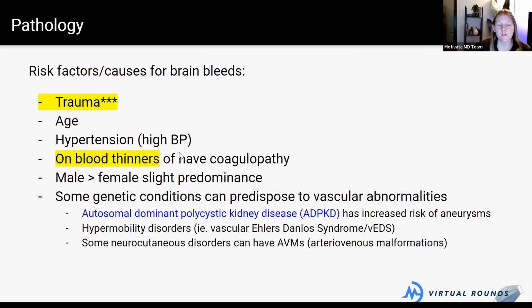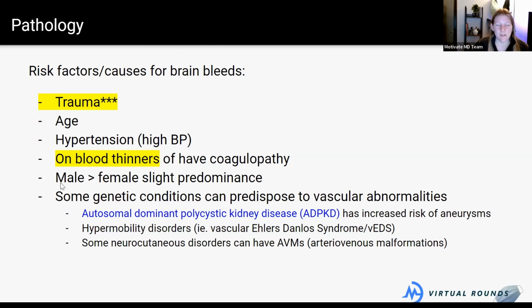And then being on medications like blood thinners that have properties that prevent you from being able to clot your blood properly, or if you have a genetic coagulopathy. For example, hemophilia, or there are some other ones like von Willebrand's disease that tends to be a more mild one actually. But if you have an impairment in your clotting system, then you can have more easy bleeding.